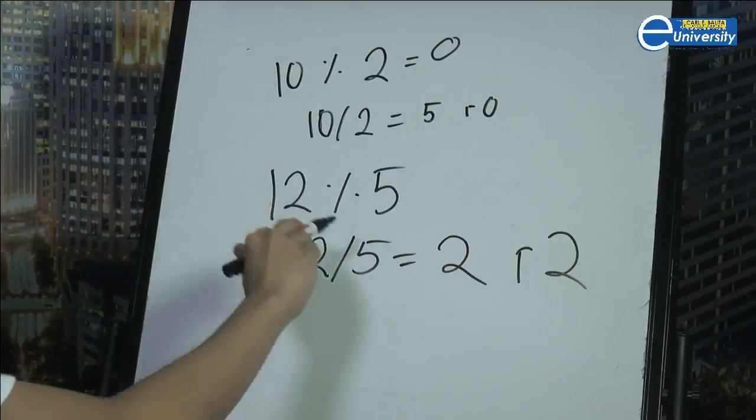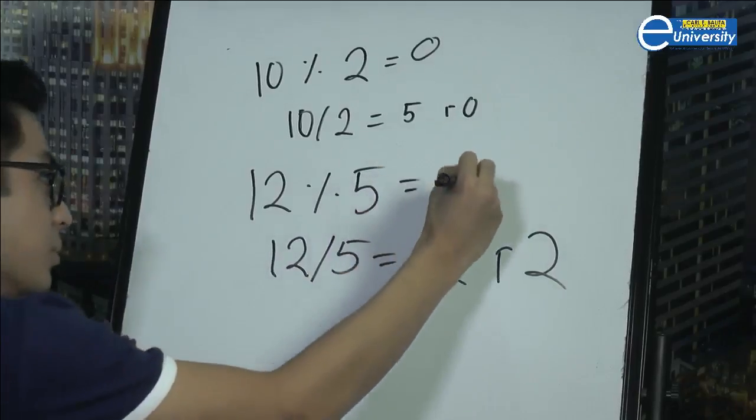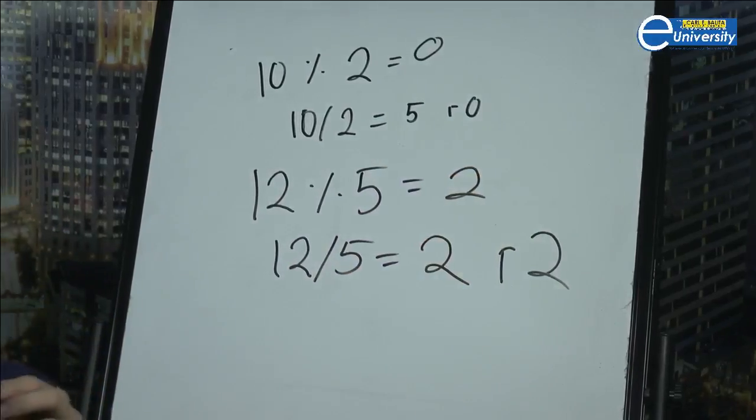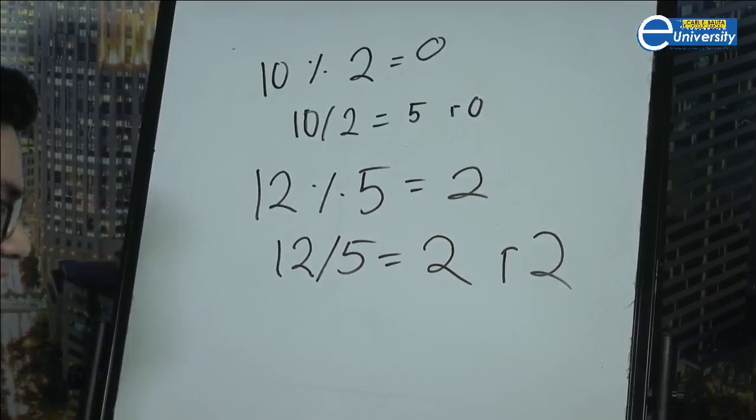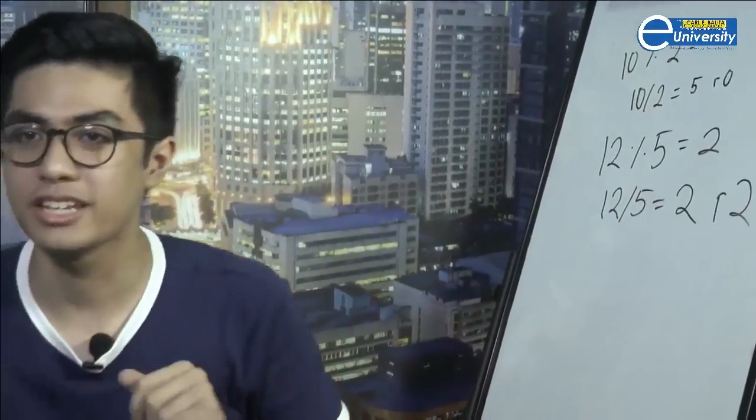So 12 modulo 5 is equal to the remainder of this, which is 2. So it is equal to 2. So basically, modulo means that when using division, it is the remainder of the computed division. Like in my example earlier here, it is the remainder.